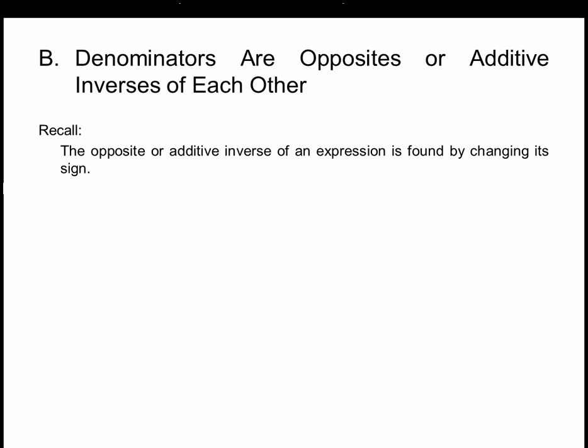So recall, the opposite or additive inverse of an expression is found by changing its sign. You know, the opposite of 5 is negative 5. Opposite of x is negative x. So the opposite of x minus 2 is the negative of x minus 2, which if I distribute the minus sign, I get negative x plus 2, or if we rewrite it, I get 2 minus x.